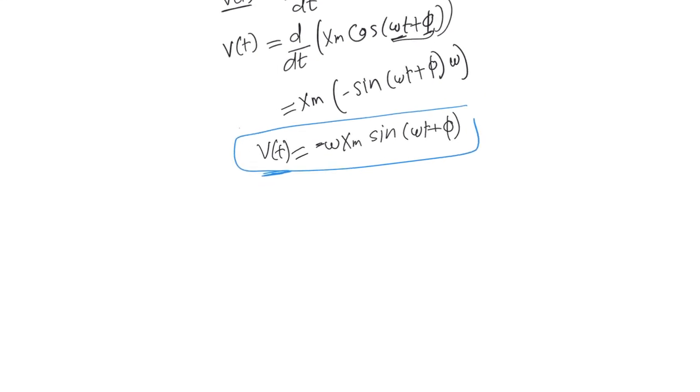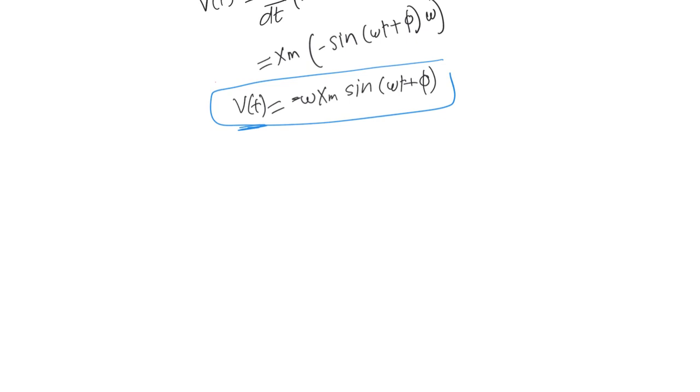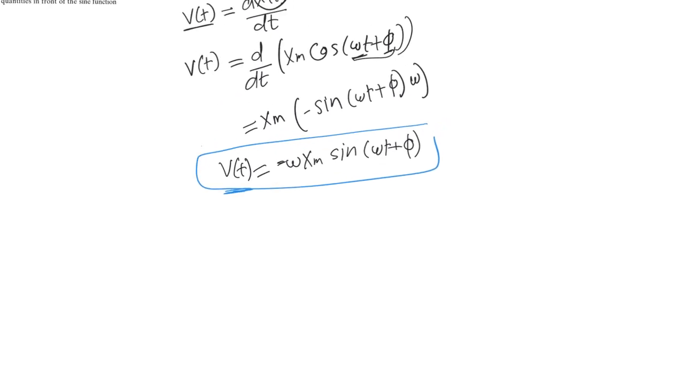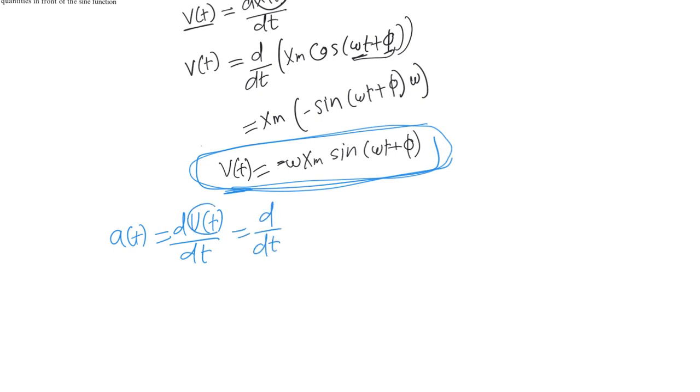Okay, now if we want to calculate the acceleration of the simple harmonic motion, how will we calculate it? Firstly, we all know that the acceleration is the change of the velocity with respect to time. So to calculate it, we take the derivative of this term with respect to time. So d over dt of v(t), we replace it with minus omega xm sine of omega t plus phi.